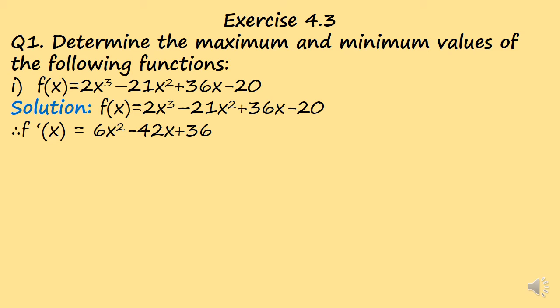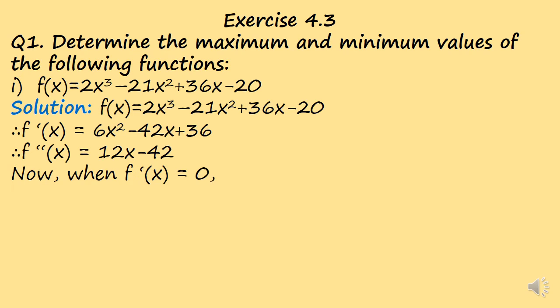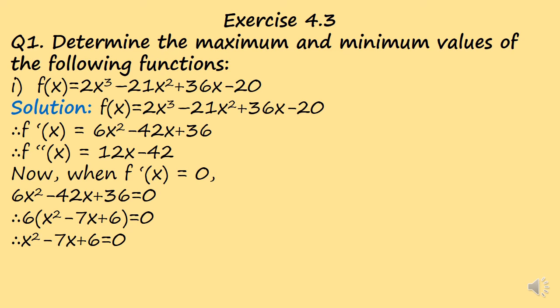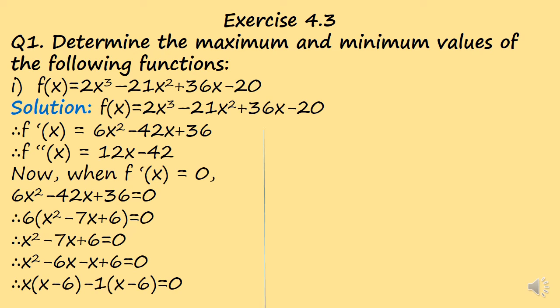After finding f dash x, we also find the derivative of f dash x. That is, we find f double dash of x, the second derivative. So, for 6x square minus 42x plus 36, the second derivative becomes 12x minus 42. Then, we put f dash of x as 0. So, the corresponding equation, 6x square minus 42x plus 36 equals 0. Taking 6 common, we get a quadratic in the bracket. We solve the quadratic by splitting the middle term, and thus we get the factors. So thus we get x is equal to 1 or x is equal to 6.